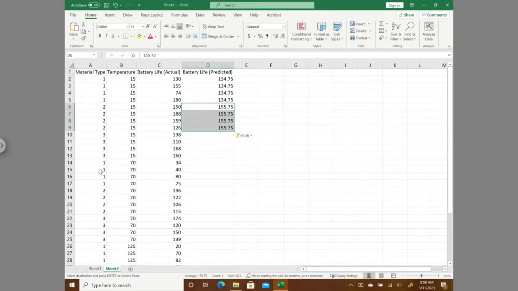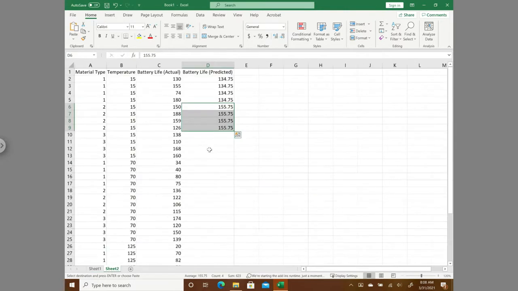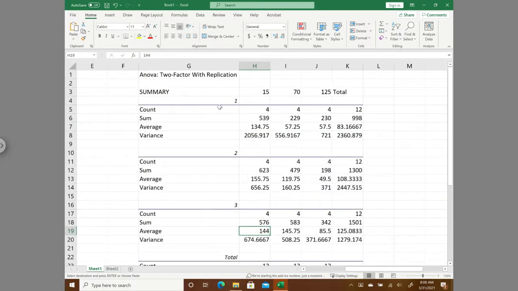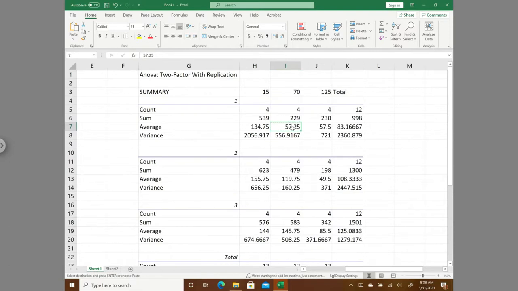Then for the next, material type 3 and temperature 15, is this value here, 144. So let's put it for the next four. Then material type 1 and 70 degree Fahrenheit. So this average, that is for the next four observations. So now I think by now you got a hang of it.